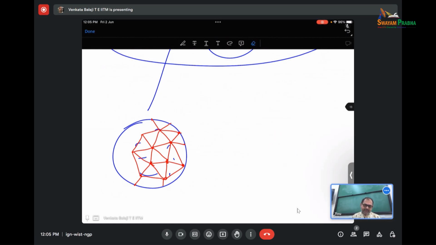And now when you do this netting, there are three kinds of things that you can look at. The three types of data.